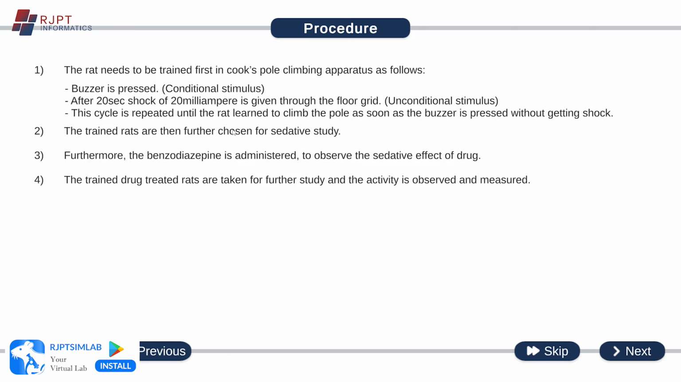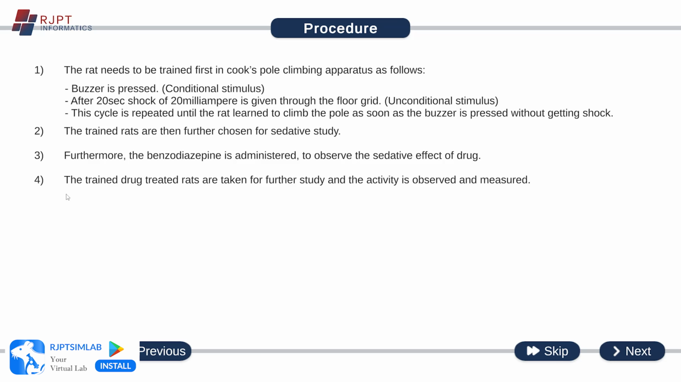So we repeat this cycle so that the rat learns to climb the pole before the shock is provided, by listening to the buzzer. When the rat hears the buzzer, it will automatically climb the pole in anticipation of the unconditional stimulus, that is the shock. The trained rats are then chosen for the sedative study. Furthermore, benzodiazepine is administered to observe the sedative effect of the drug. Then the trained, drug-treated rats are taken for further study, and the activities are observed and measured.